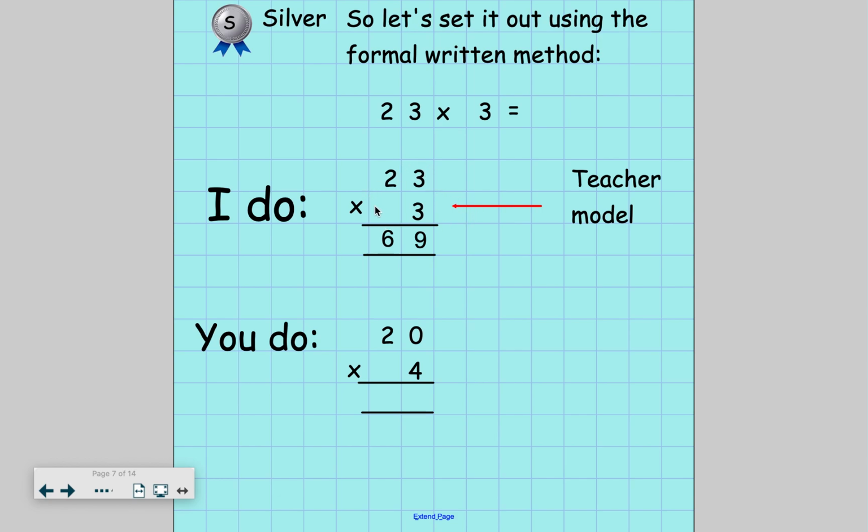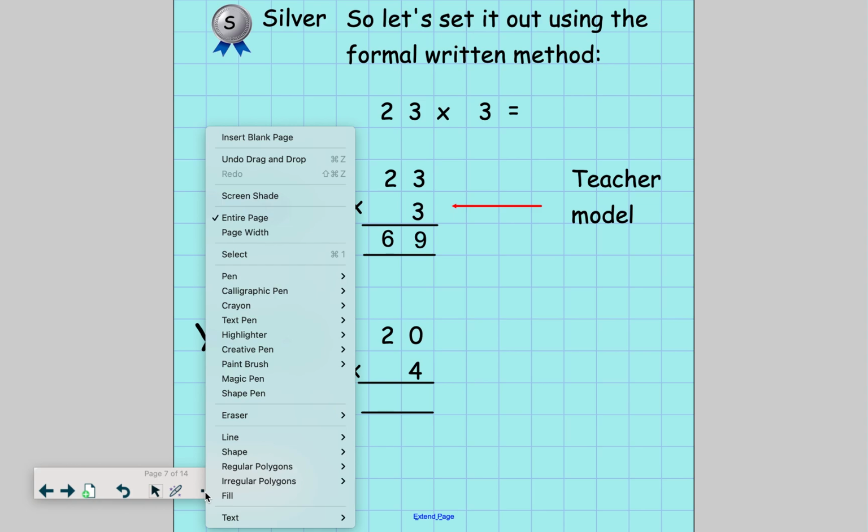Now, what you need to see here is this. When we did column method for adding and subtracting, you would look at the 2 and there would be nothing underneath it. And if you were adding, you would just say 2 add nothing, 2. Or 2 take away nothing, 2. Now, it does not work like this when you are multiplying.